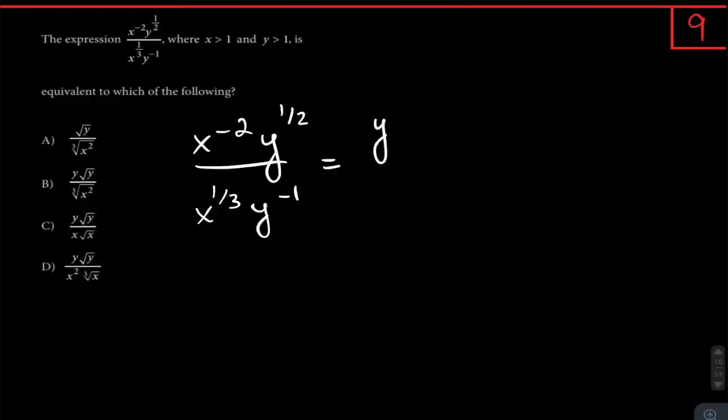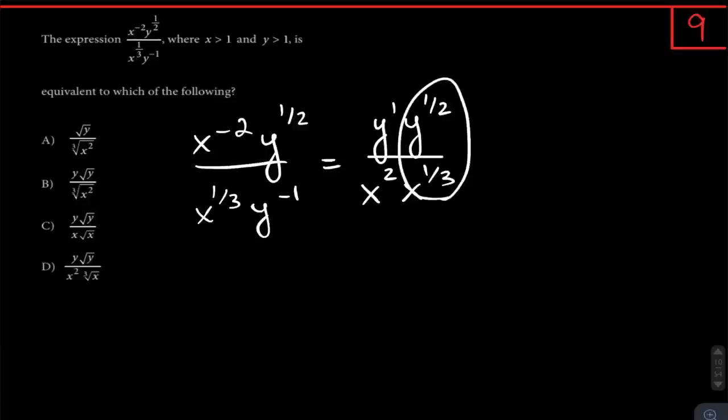So we end up getting y to the first power times y to the 1/2 power over x to the second power times x to the 1/3 power. Right? There you go. And now we can just take care of these fractional exponents. Now, what do you do with a fraction exponent? Well, we know that a fraction in the exponent is power over root. I like to say p over r, right?